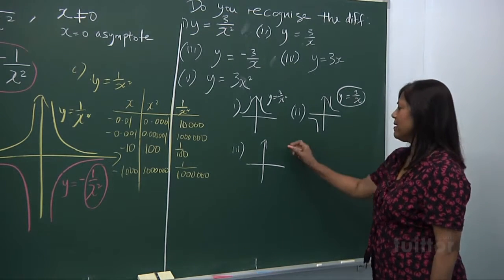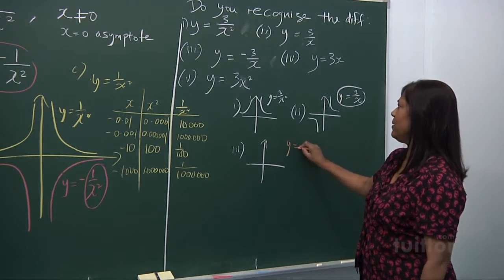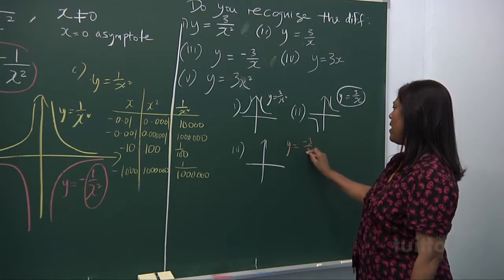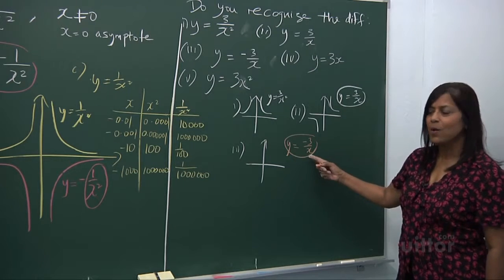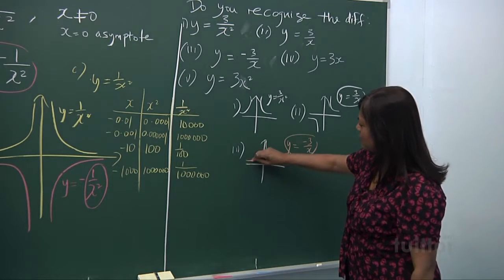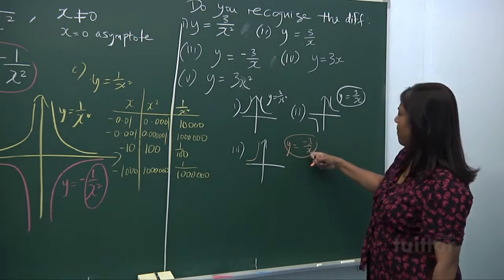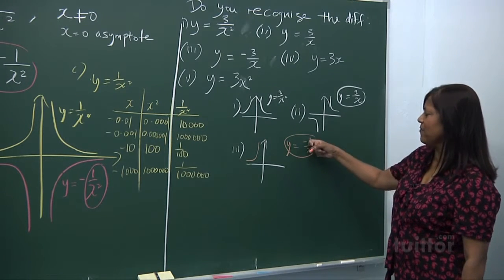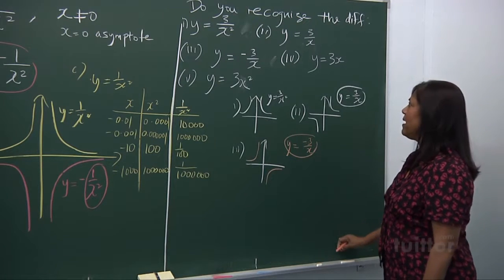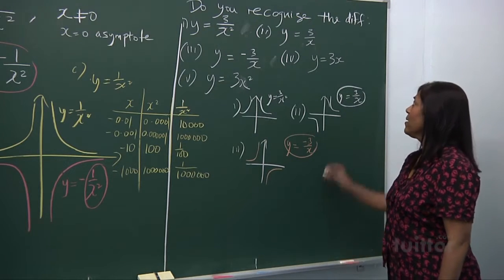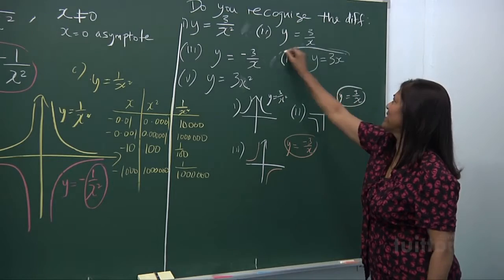In this case, y is equal to minus 3 over x. Remember, the negative and the negative values of x will make it positive. So the shape of the graph is this. And then the positive values of x with the negative minus 3 will make it negative. So that's the shape. And if you look at the fourth case, y equals 3x.